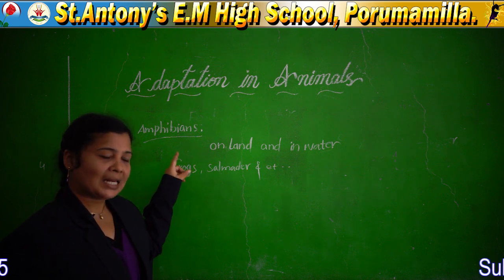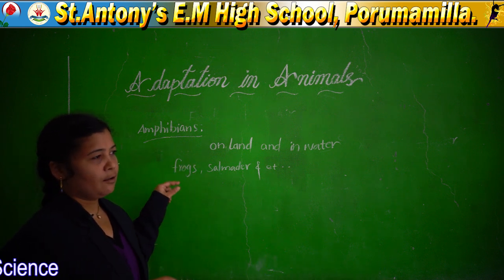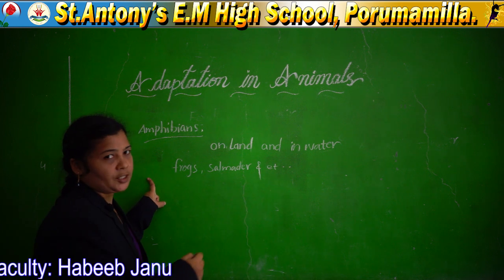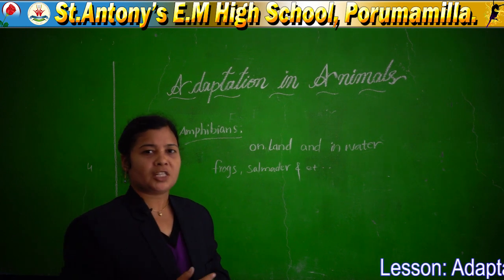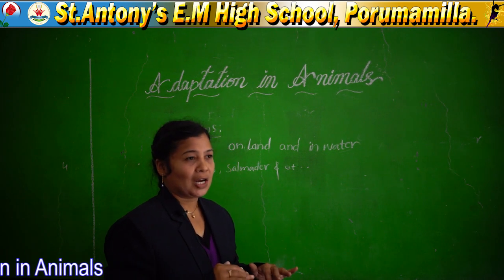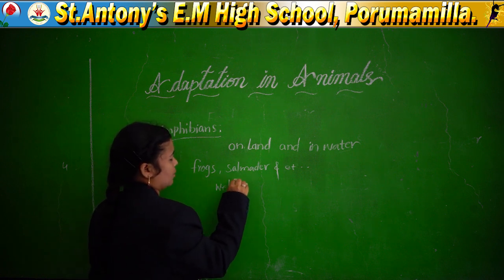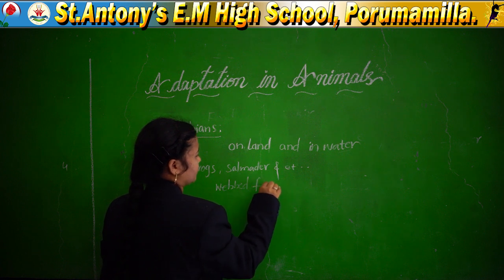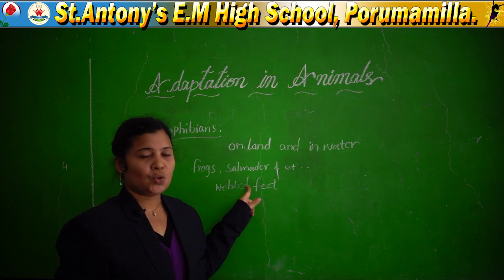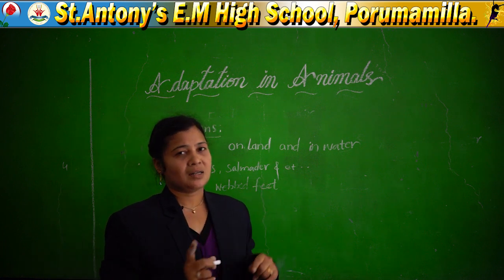So, a frog acts as an amphibian. What is an amphibian? A frog is an amphibian. Why? It lives on land and also in water. And they have webbed feet. With the help of webbed feet, they can swim in water, while on land they can walk with the help of webbed feet. So, with the help of webbed feet, the frogs move on land and also swim in water. Like this, some animals live on land and in water.